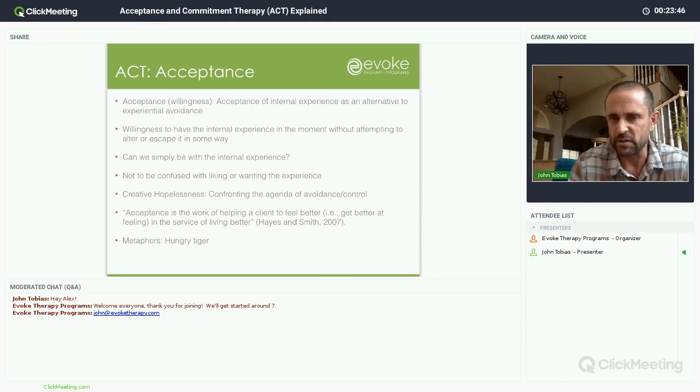And the first core process that I want to talk about is acceptance. And one of the things that I really like about the model, one of the many things I like about the model, is that with clients, we can start really with any of the 6 core processes. But I would say most often, traditionally, therapists start with acceptance. Another synonym that I use for acceptance is willingness. And this is the idea of an acceptance of internal experience as an alternative to experiential avoidance.